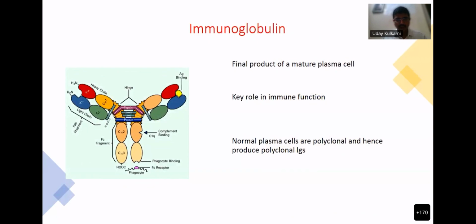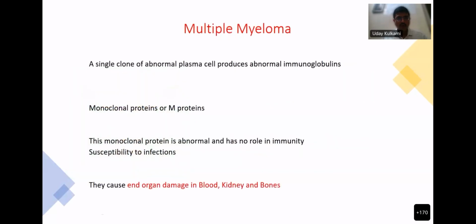As madam just alluded to, normal plasma cells are polyclonal and they produce polyclonal immunoglobulins. What happens in multiple myeloma is that there is abnormal plasma cell proliferation, and that produces an abnormal immunoglobulin, which is called the monoclonal protein or the M protein. This protein being abnormal has no role in immunity, and patients continue to be susceptible to infections despite having very high immunoglobulin levels.